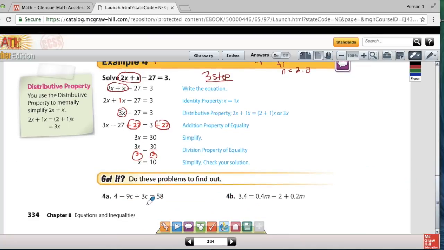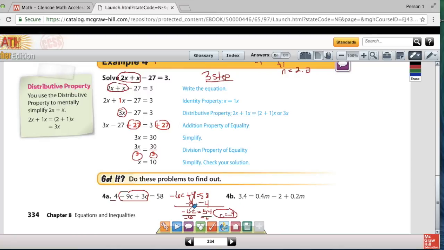Let's go down to the bottom here. 4a, negative 9c plus 3c is negative 6c. We have that 4 there, so I'll do plus 4 equals 58. Minus 4, negative 6c equals 54. Divide by negative 6. Divide by negative 6. C equals negative 9.